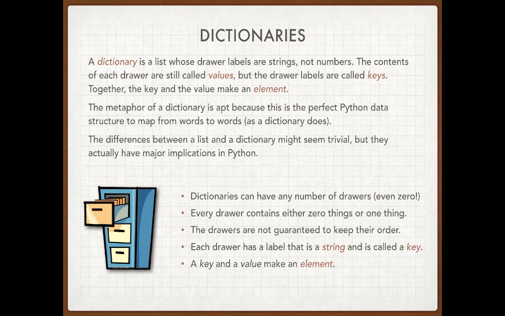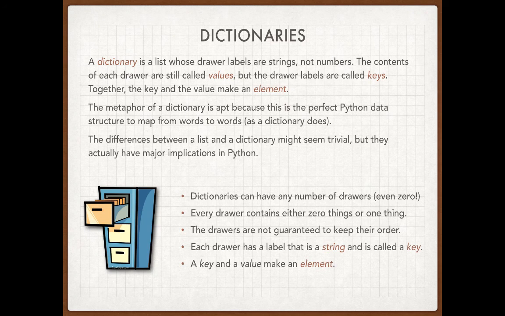The major difference between a list and a dictionary is that a dictionary has drawer labels that are strings and not numbers. The contents are still called values, but now in a dictionary we call those labels keys. Any drawer that contains both its label and its value, its key and its value, still makes an element. You'll see these referred to quite often in different kinds of data structures, especially if you're pulling stuff off the web, as key-value pairs. And in Python, that key-value pair creates a data structure called a dictionary.